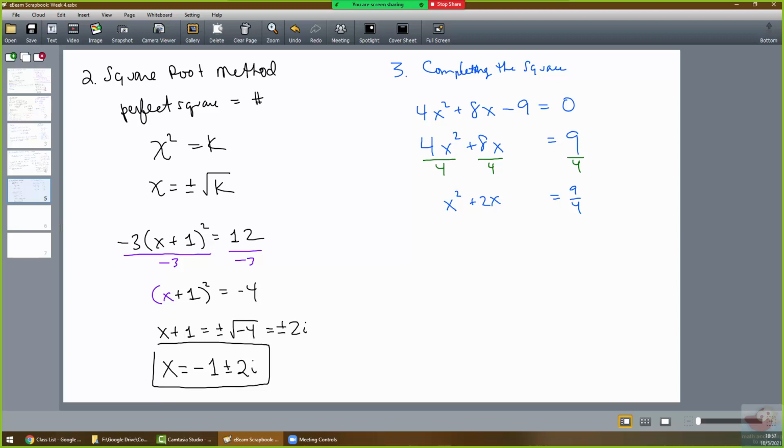To complete the square, you take half of the linear coefficient. Half of 2 is 1, and square it. 1 squared is 1. So take half the linear coefficient, half of 2 is 1, square it, you get 1. Whatever that number is, you add to both sides. We're going to add 1 to both sides.